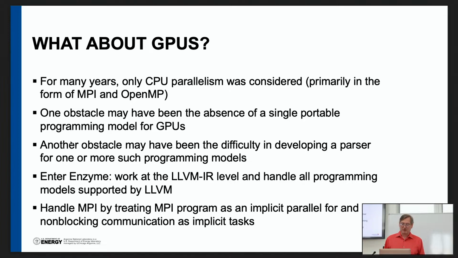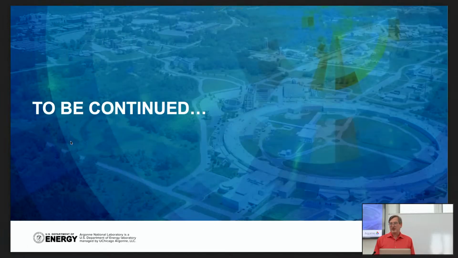And so that allows one to handle all of the programming models that are supported by LLVM. And then more recently, extending that to deal with MPI programs, treating MPI as sort of an implicit parallel for and non-blocking communication as implicit tasks, which I think is very clever and elegant. So I don't think we're done yet. I don't know what's next, but I think there's probably still additional work to be done in applying automatic differentiation to parallel programming models. Maybe that will depend on what the parallel programming models of the future are, and maybe it comes down to other things that we may have overlooked so far.